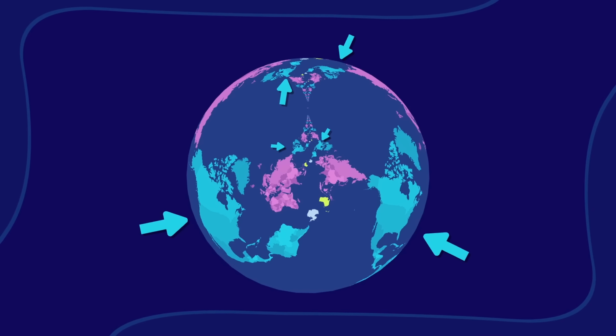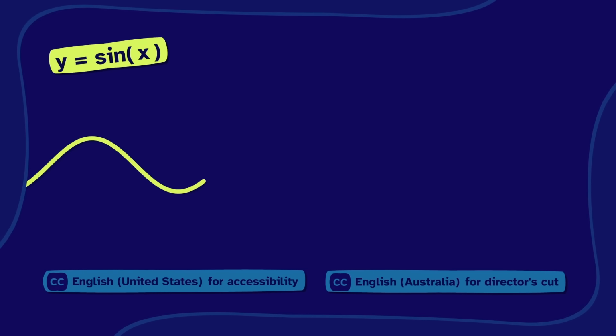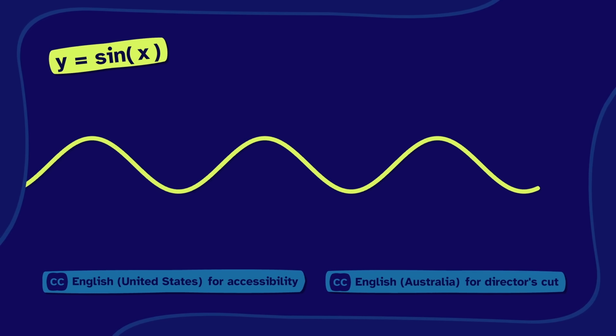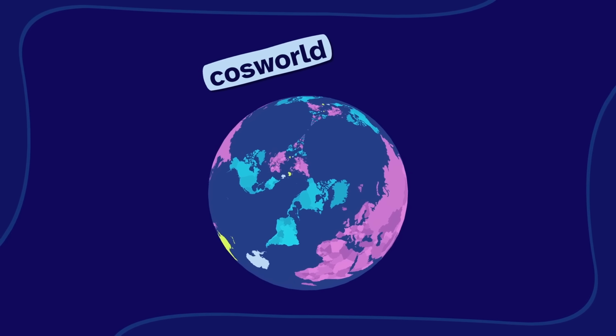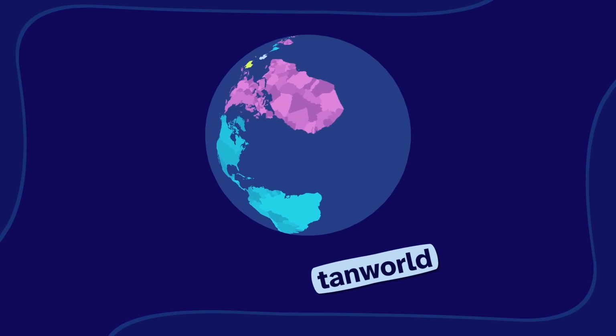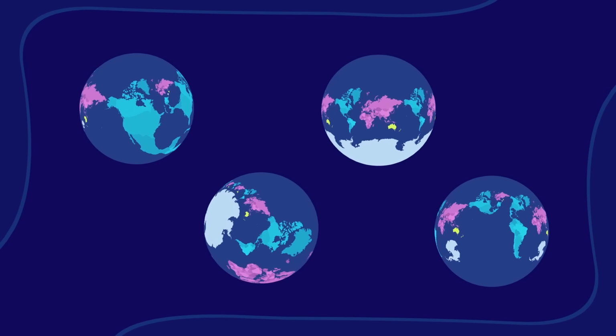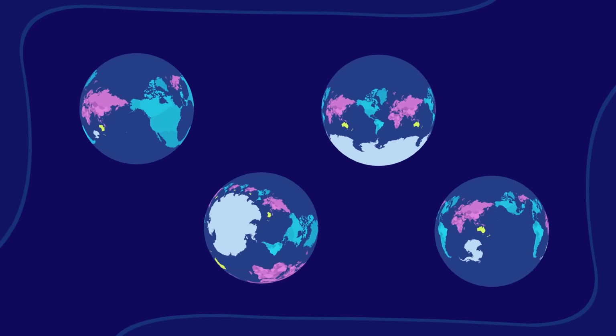This may seem weird, but the sine function repeats in the normal numbers, so it makes sense that it would repeat on the globe too. We also see repetition on cos world, and we also see repetition on tan world, and we also see repetition on many other worlds. But I still haven't explained what these even mean.